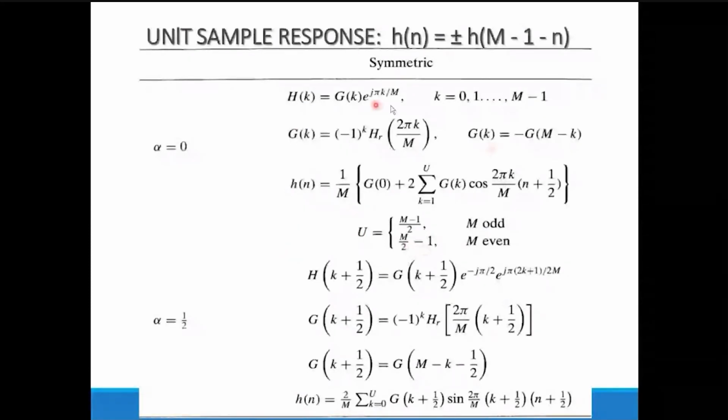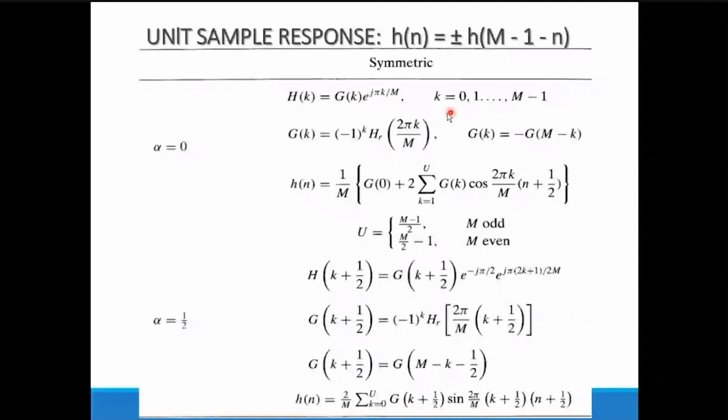As far as your syllabus is concerned, the derivation of these equations is not part of your syllabus. You only have to utilize these equations for the alpha is equal to 0 case, and when alpha is equal to 1 by 2, you have to utilize these equations. So if alpha is equal to 0, then we are calculating h of k. Our main equation is h of k is equal to g of k e raised to j pi k by m, where k has the value 0 to m minus 1.